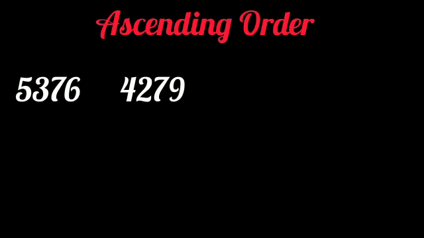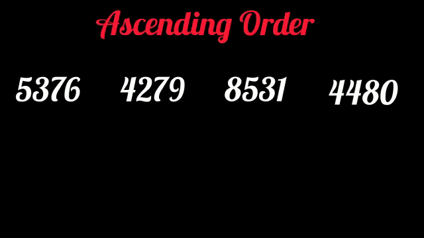Now look here, 5376, 4279, 8531 and 4480. So, since we are arranging this in ascending order, we should find out the smaller number. So, we can see here all the numbers are having 4 digits. So, we should compare the first digit. Here, first digit is 5, 4, 8 and 4. Among this, we know that 4 is a smaller number.